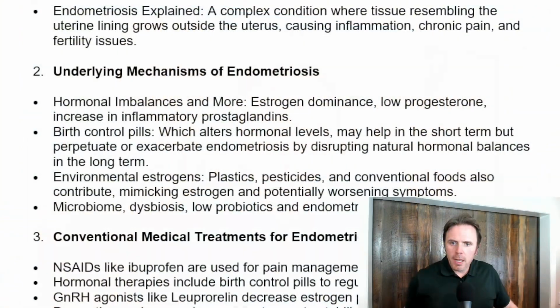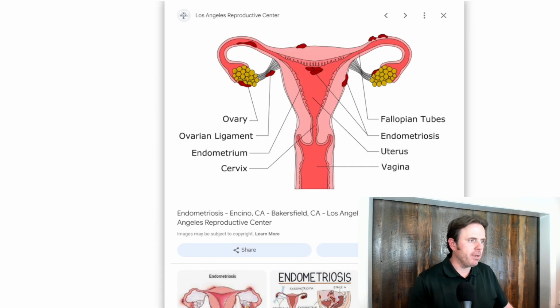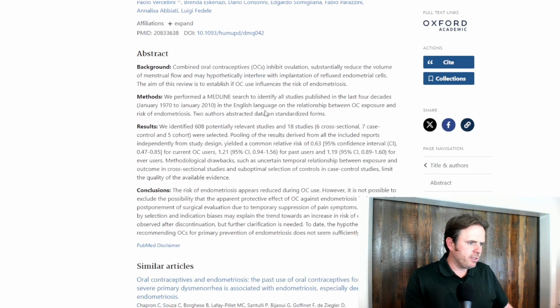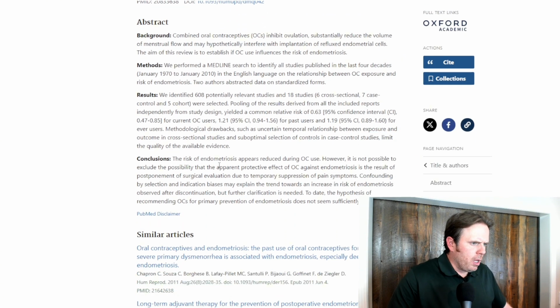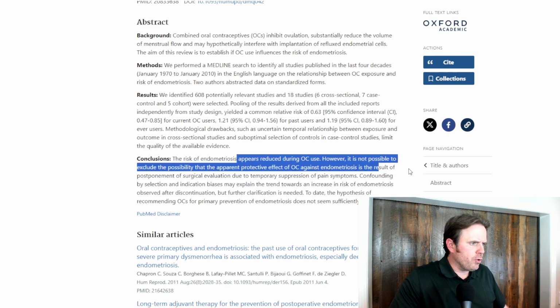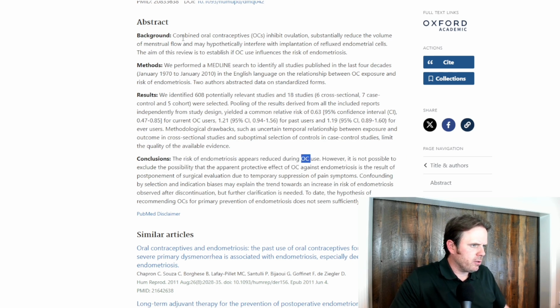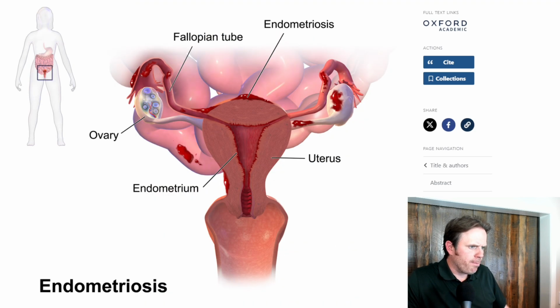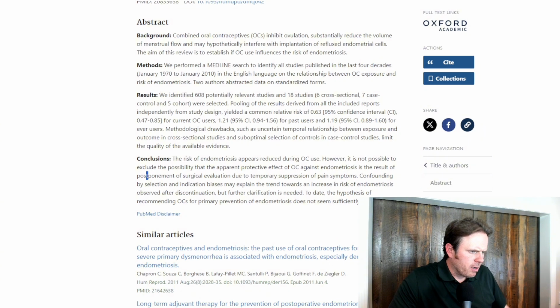And in the long run, there are studies on this. I'll pull up one study here in a minute. Some of the studies show that birth control pills and these synthetic hormones could potentially help in the short run. The problem is, in the long run, once you're off of it, you're at higher risk. So here's one study: the risk of endometriosis appears reduced during OC use, that's oral contraceptives. However, it's not possible to exclude that the apparent protective effect of OCs against endometriosis is a result of postponement of surgical evaluation, confounding by indication.